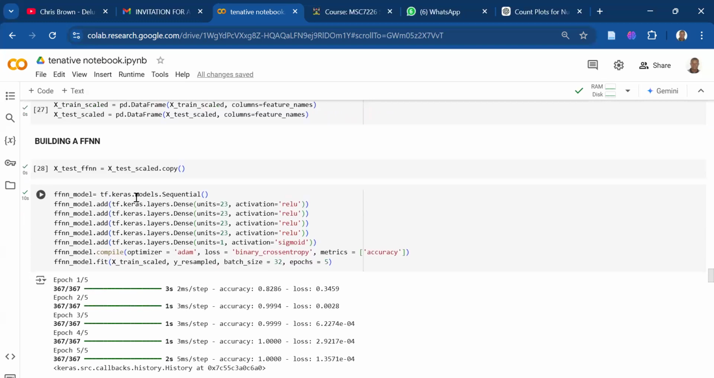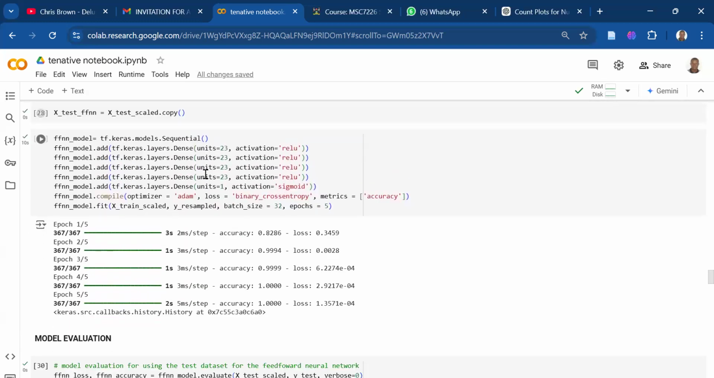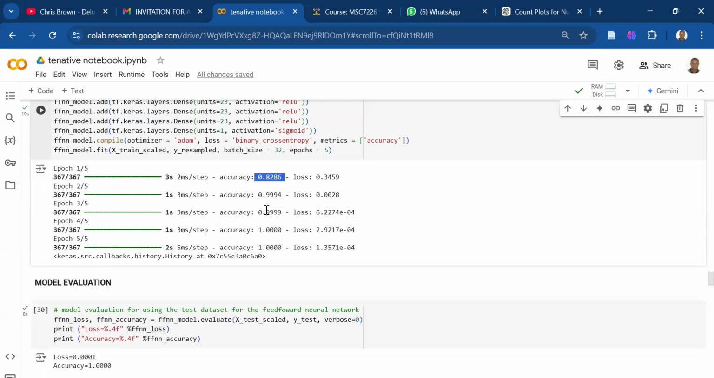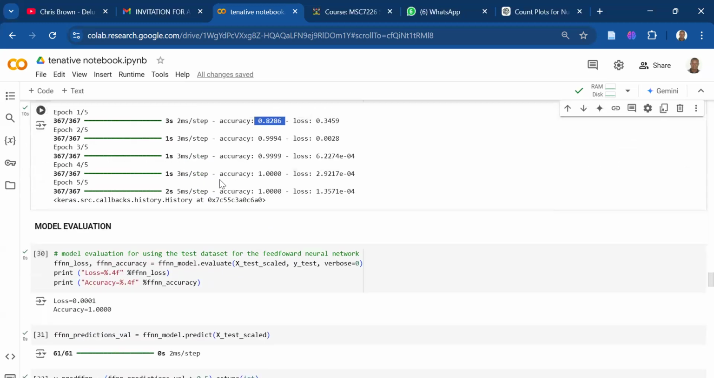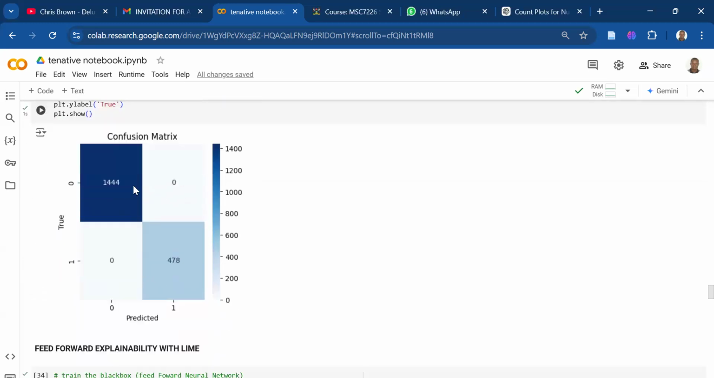Then I built the feed-forward neural network. But I don't know why it's beginning at 82. Actually, I'm thinking this model, as the doctor told me earlier one time, is overfitting. I'm trying all the mechanisms that I can to stop this overfitting, because the accuracy is too high. And this is the confusion matrix.